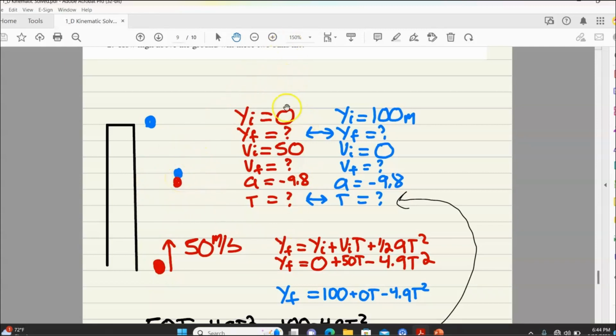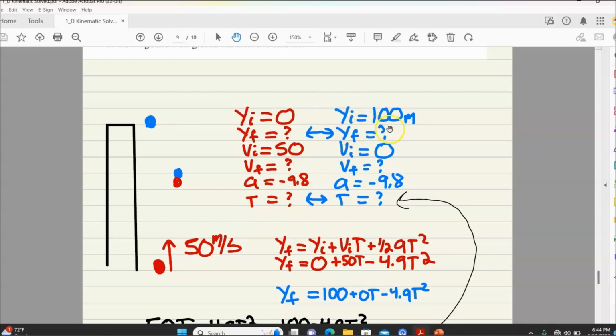Let's write down all the information we know for the red ball. Y initial is 0. Y final is what we're looking for. It's unknown. V initial is 50 meters per second. V final is unknown. Acceleration is negative 9.8. Time is unknown. That's the information for the red ball.